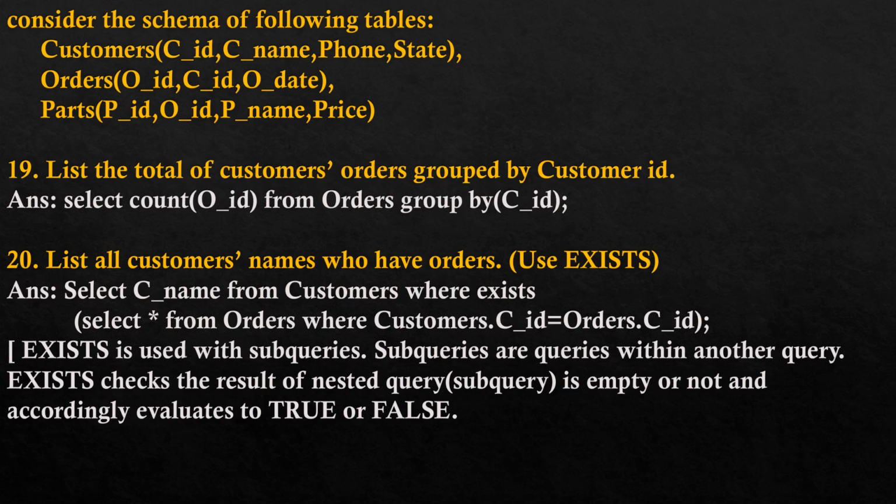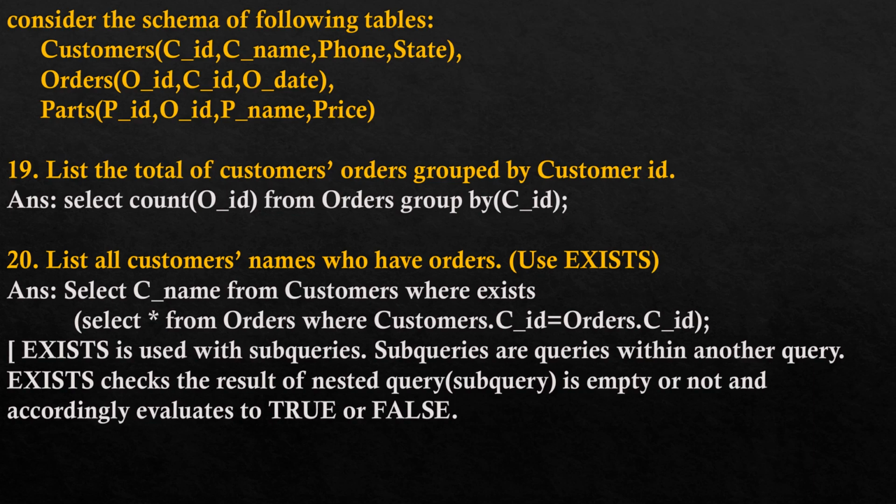Now consider the schema of the following tables: customers, orders and parts. Customers is the table containing customer ID, customer name, phone number and state. Then orders contains order ID and the customer ID who placed the order, then order date. Then parts contains part ID, then the order ID, that means the order for this particular part, then part name and price of the part.